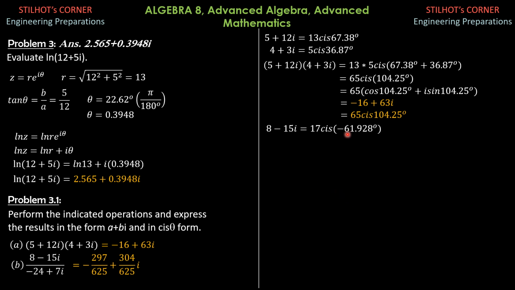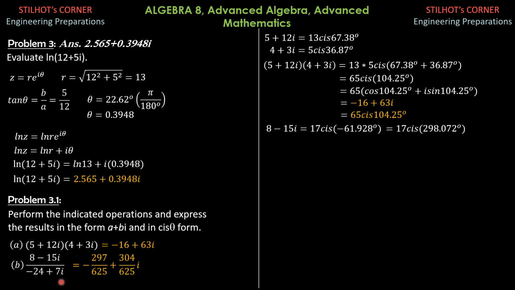Now, if you want to make it positive in the standard form, it should be measured in counterclockwise direction. So in counterclockwise direction, that angle would be 360 degrees plus negative 61.928 degrees. So that's also 17 cis 298.072 degrees if you use the standard form and positive angle. Again, 298.072 degrees is 360 degrees plus this negative 61.928 degrees.